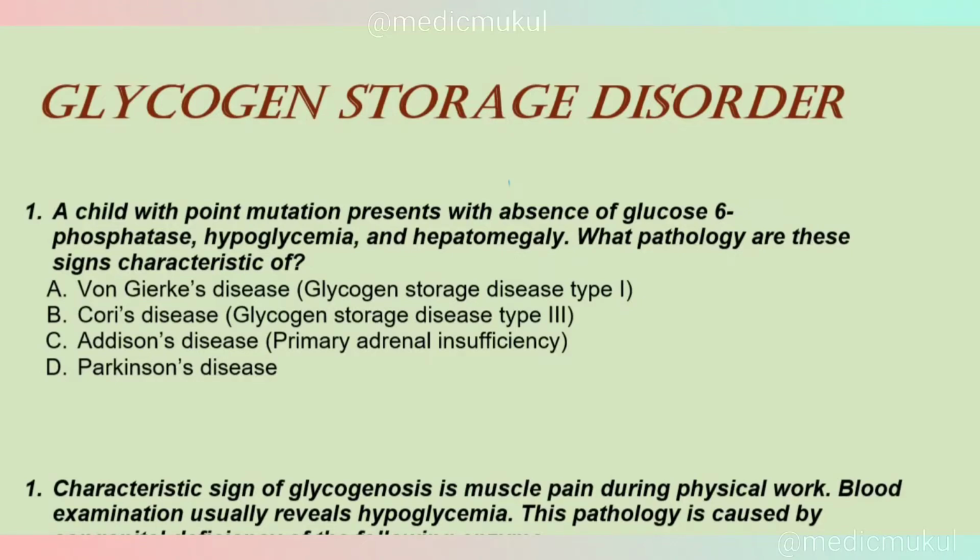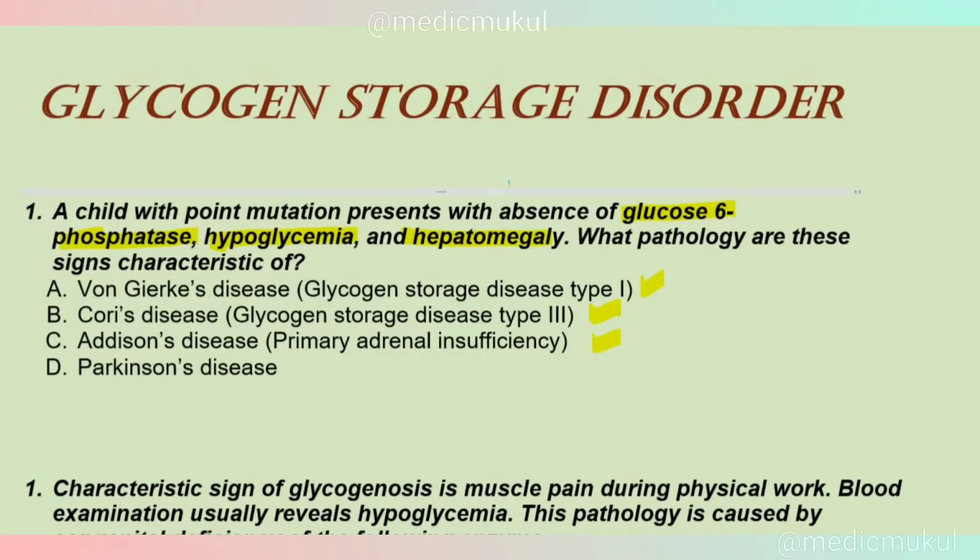In the question, we are seeing a child with a point mutation presenting with the absence of glucose 6 phosphatase, hypoglycemia and hepatomegaly. What pathology are these signs characteristic of? These are all our glycogen storage diseases like A, B and C: Cori's disease, Anderson disease and von Gierke disease.